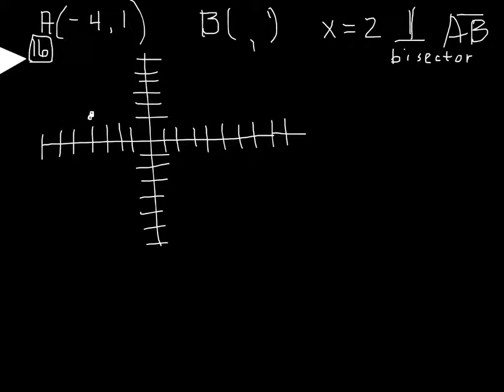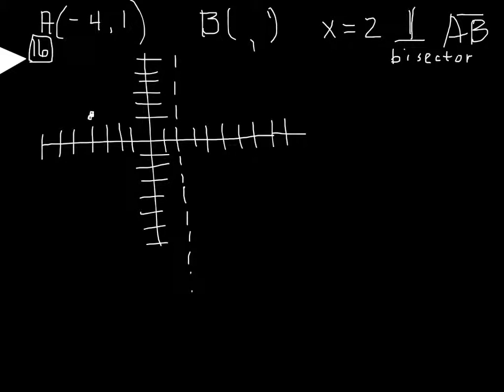Now, I'm going to graph x equals 2. So this is what I'll do. On the x-axis, I count over 1, 2, and then I put a line. Okay, so that's the line. It's a vertical line, because everywhere on that line, x is equal to 2.